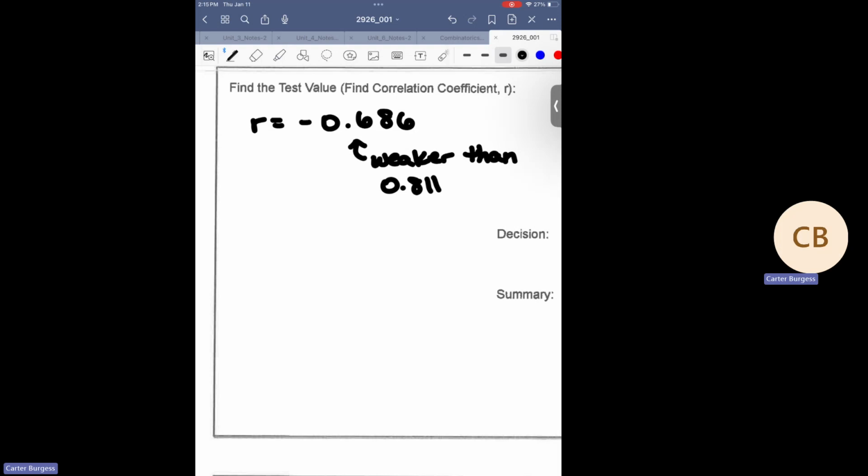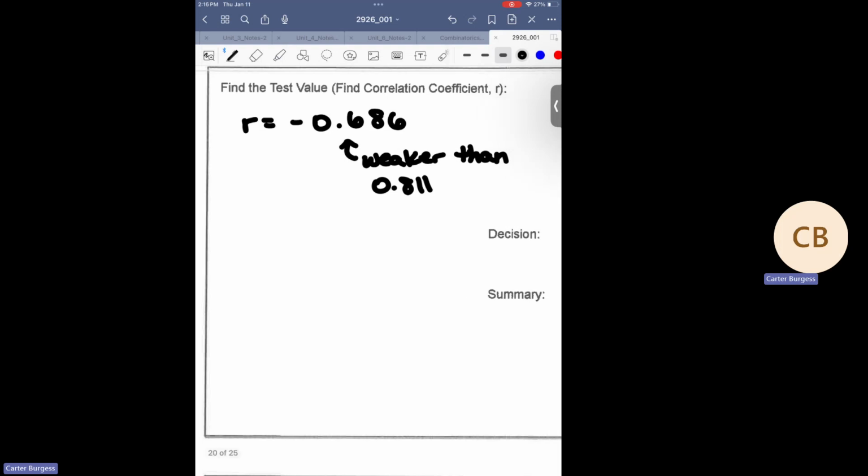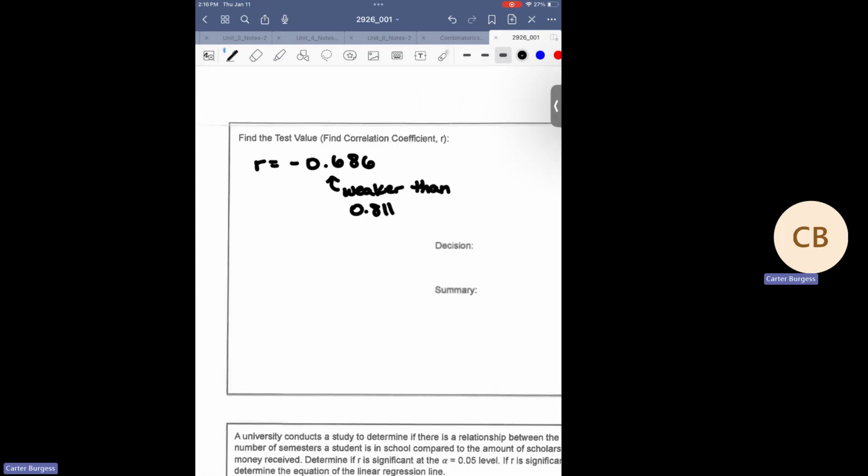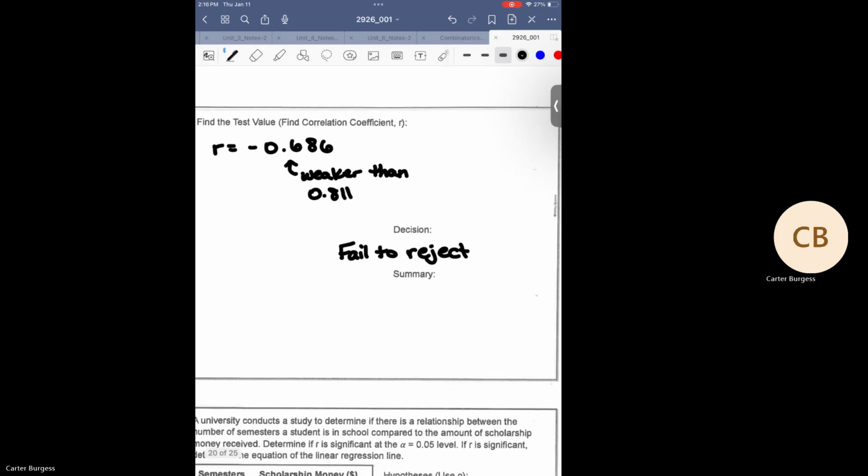Right? One of them is closer to 0 than the other, or one of them is closer to the bound than the other. The absolute values of them when we compare, one is weaker than the other. And so if our test statistic, if the data is not strong enough, do we have enough evidence to reject our null? No, and so we fail to reject the null hypothesis.